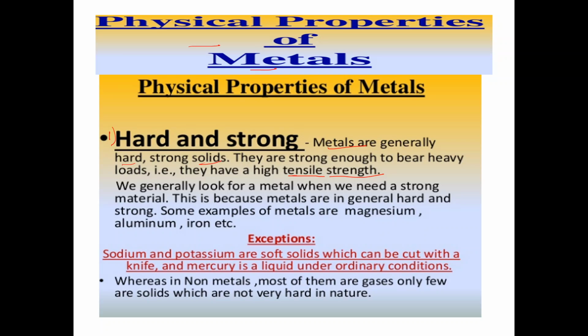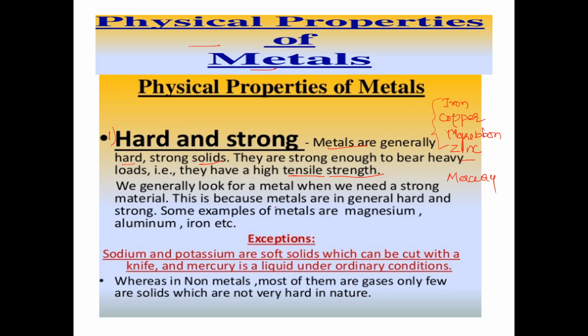Generally they are solids. Iron is solid. Copper is solid. You have seen magnesium ribbon, that is solid. All these are solid. Zinc pellets also you have seen, they are solid. So generally metals are solid. Exception is mercury. Mercury is liquid.